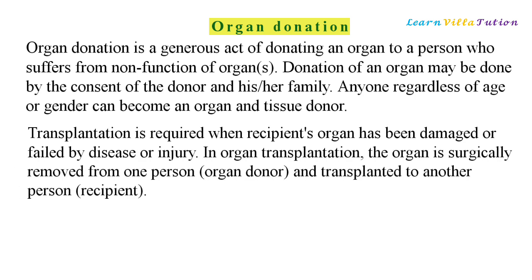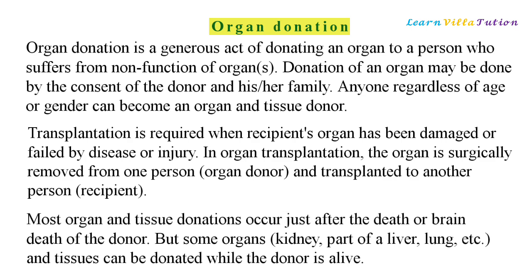Transplantation is required when the recipient's organ has been damaged or has failed by disease or injury. In organ transplantation, the organ is surgically removed from one person, the organ donor, and transplanted to another person, the recipient. Most organ and tissue donations occur just after the death or brain death of the donor. But some organs, such as a kidney, part of a liver, or lung, and tissues can be donated while the donor is alive.